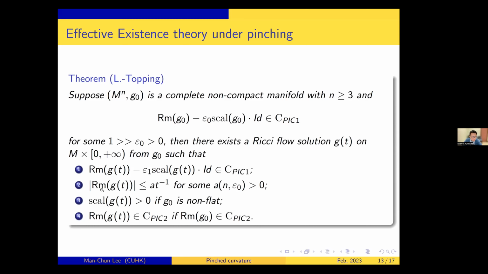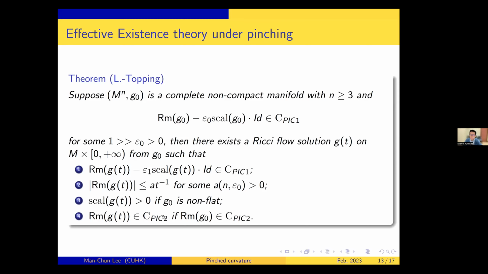And more importantly, the curvature is scaling invariant. First of all, the curvature suddenly becomes bounded. Secondly, the curvature is scaling invariant, in the sense that if you apply the parabolic rescaling on g_t, then the new Ricci flow solution will still satisfy the same assumption and the same conclusion. Third, the local flatness at some point will be visualized by the flow instantaneously by the scalar curvature. This is a strong maximum principle argument. And fourth, if we have a stronger condition on the initial data, then it will remain the stronger condition.